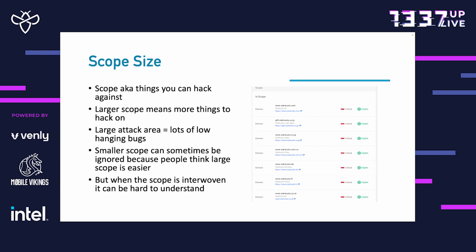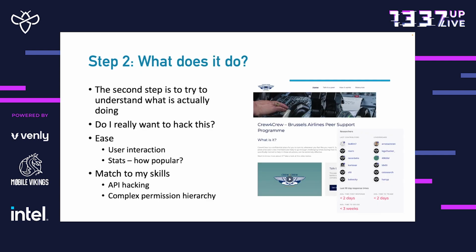And certainly with scope size, if it's just the same product on multiple domains because it's for different regions and they have different languages, that's still a small scope program. I personally prefer a larger scope, but only ones where I can pivot. If it's just a bunch of domains that have nothing to do with each other, I'm not really interested in that. So my second step here is, what does it do?